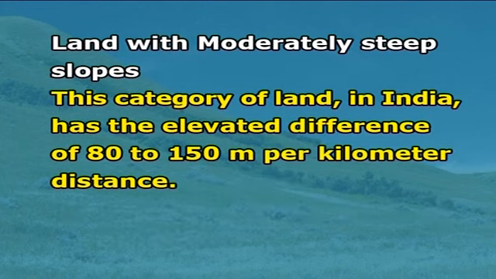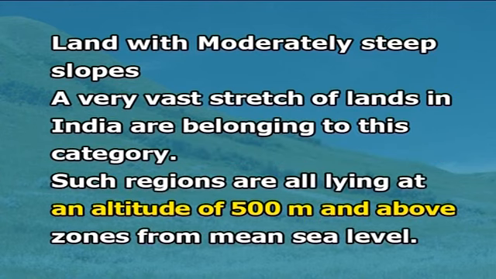Now coming to land with moderately steep slopes. This category of land in India has an elevation difference of 80 to 150 meters per kilometer distance. A very vast stretch of land in India belongs to this category. Such regions all lie at an altitude of 500 meters and above from mean sea level.